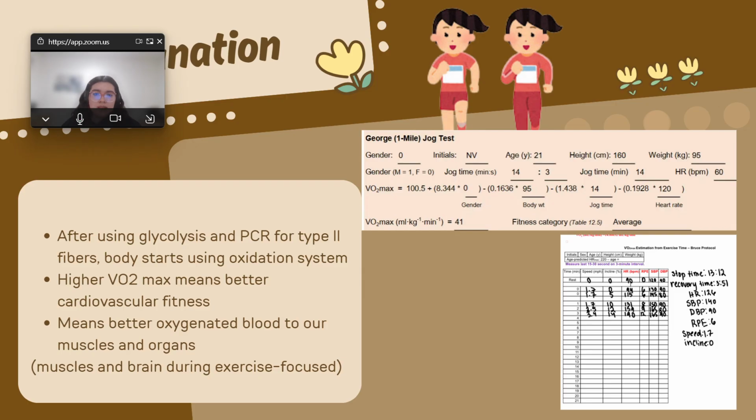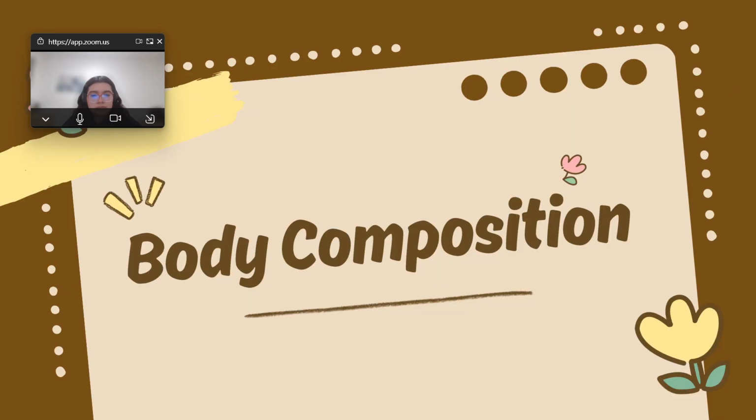I did the 1 mile jog test, which puts me in an average category because I finished at 14 minutes 3 seconds. For the Bruce protocol, I finished at 13 minutes 12 seconds, with a recovery of 3 minutes 51 seconds. Moving on to body composition.